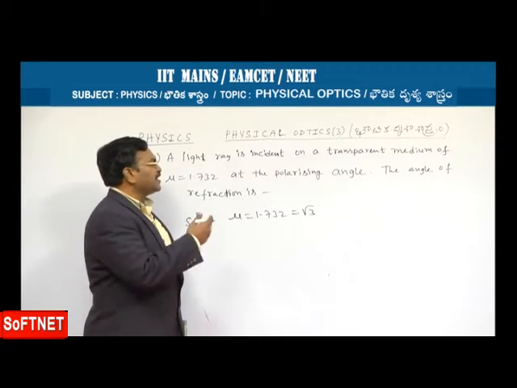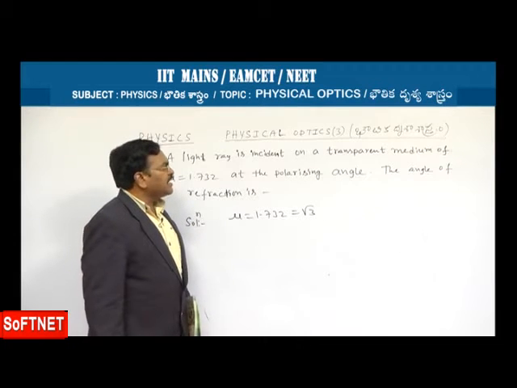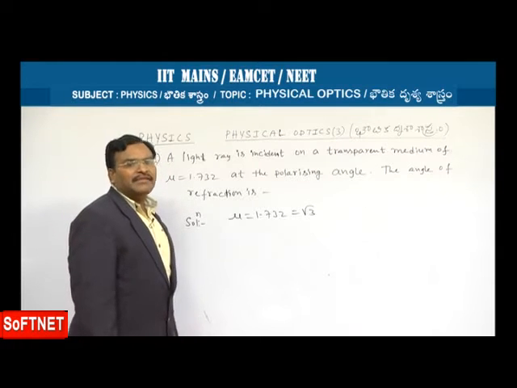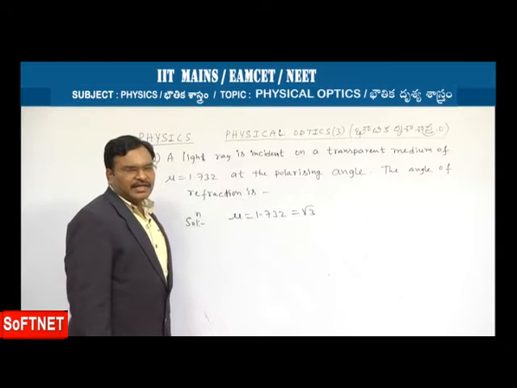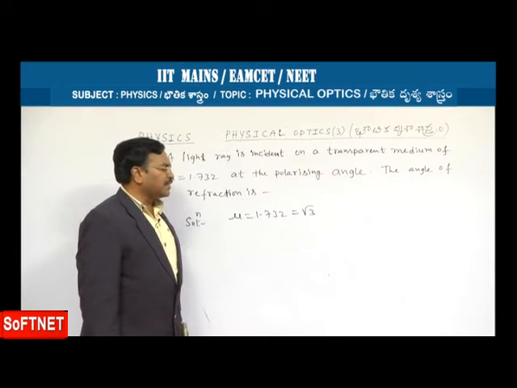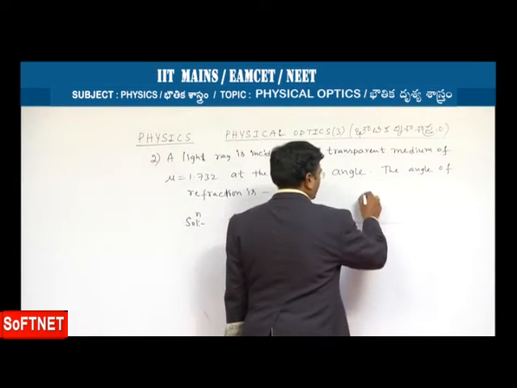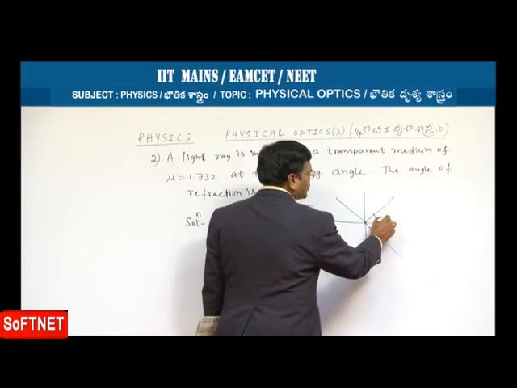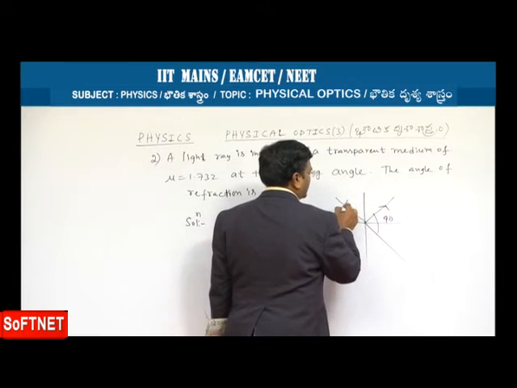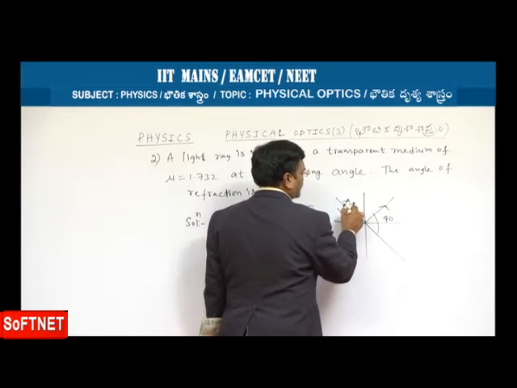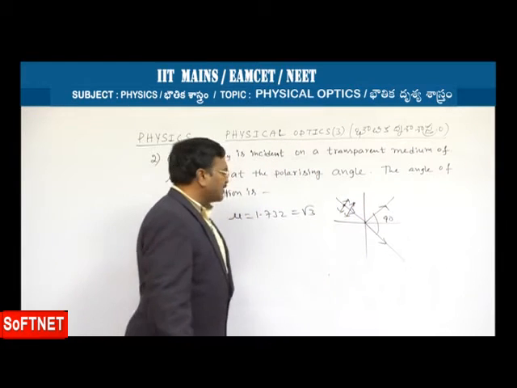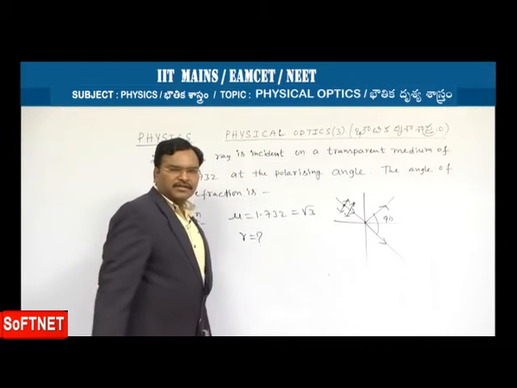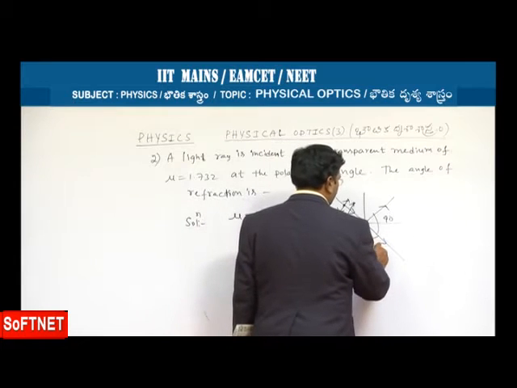A light ray is incident on a transparent medium of mu at the polarizing angle. At the polarizing angle, what happens? Reflected and refracted rays are perpendicular, like this. Here is the medium. This is the reflected ray, this is the refracted ray. These two are perpendicular. This is the incident ray. We want to calculate the angle of refraction. R is equal to how much? This is R.